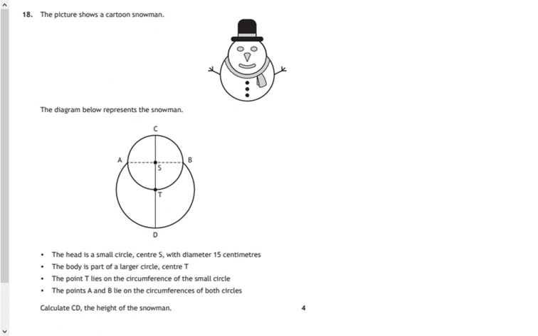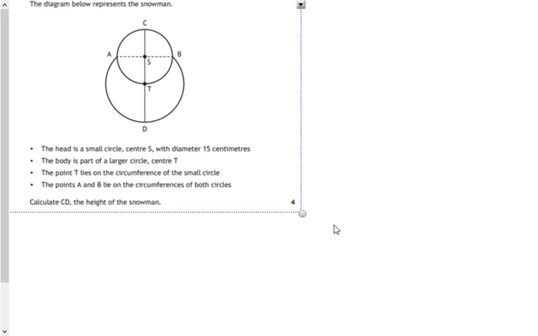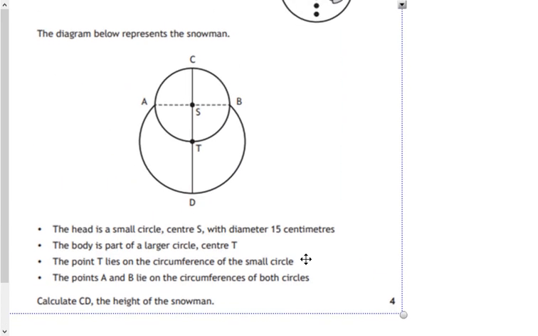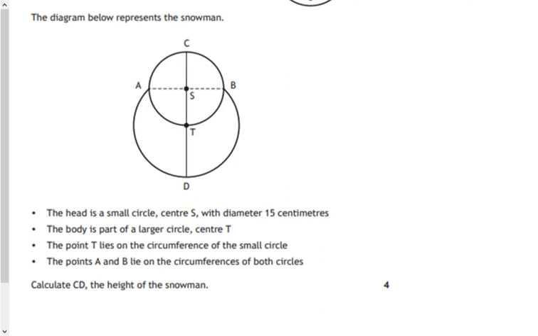circumference of both circles. Now I'm going to make this a little bigger and cut off the unnecessary information, just so that we can see this in a bit more detail and I can write on it nicely. So, point T lies on the circumference of the small circle. A and B are both on both circles. We know that the head has a diameter of 15 centimeters, so AB is 15, which means that that is going to be 7.5 in there. And since that's a radius, that's also going to be 7.5, as is that one, 7.5.